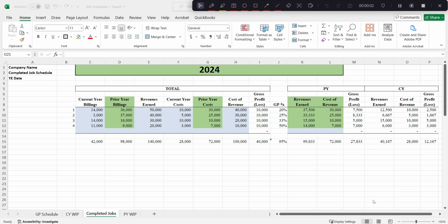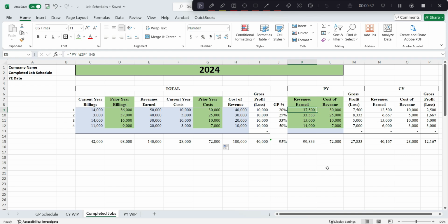Now, the other important input here is your revenues earned from the prior year. Revenues earned does not equal prior year billings. Remember, that's why we have WIP. It doesn't matter how much you bill. It matters what your estimated gross profit is. That's what's going to dictate how much revenue you're going to recognize. As you can see here, we had billings of $36,000 last year. We had revenues earned of $37,500.